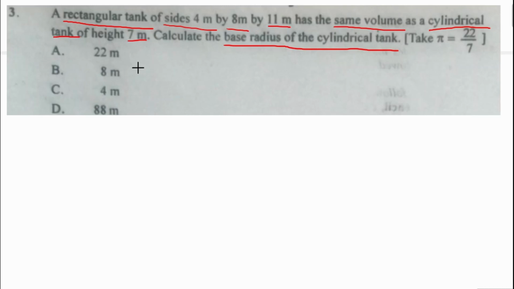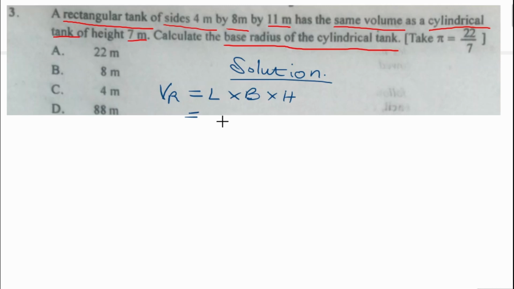So let me call the volume of the rectangular tank V subscript R. Since the tank is rectangular, that is more or less like a rectangular prism. So it will be L times B times H. And in this case, they didn't show which of them is what, but the three dimensions are here anyway. So let me take 11 to be the length times 4 times 8. Multiplication is commutative, so it doesn't matter which one we bring first either way.